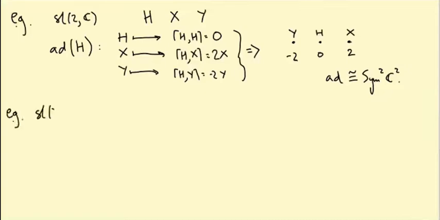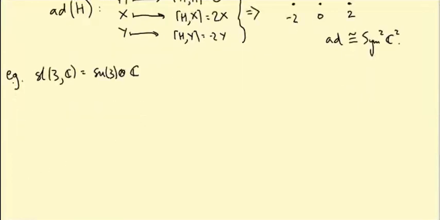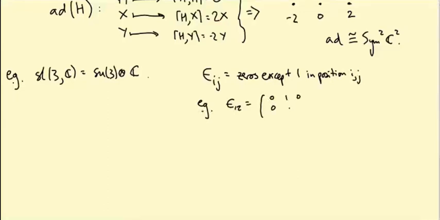Let's do sl3C, which is the complexification of little su3. So let's write down a basis for this Lie algebra, little sl3C. It's an 8-dimensional Lie algebra because they're 3x3 matrices, so there are 9 entries, and there's one condition, which is that the trace is 0. So that's 8 degrees of freedom. So we need 8 basis vectors. Here are 6 of them. Eij is going to be the matrix with zeros except 1 in position ij. For example, E12 is going to be 0, 1, 0, 0, 0, 0, 0, 0, 0, etc. And there are 6 of these because there are 6 possible off-diagonal positions for the 1 to go in. We don't want a 1 on the diagonal because the trace wouldn't be 0.